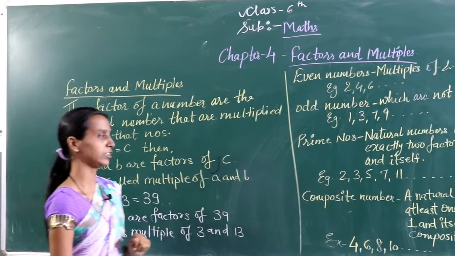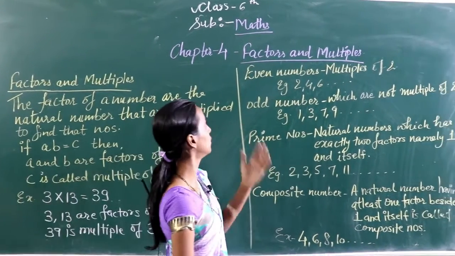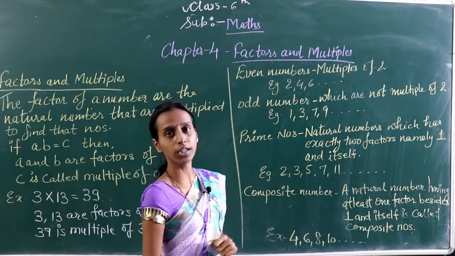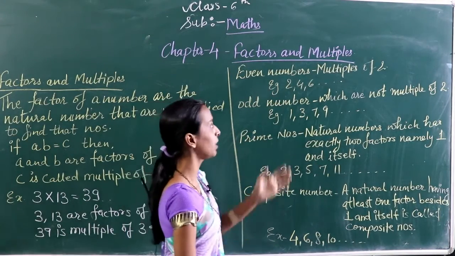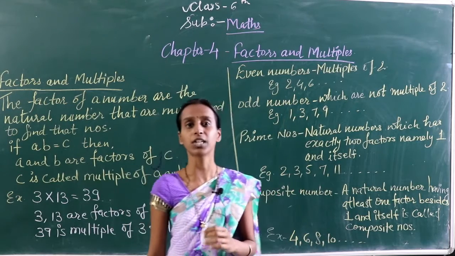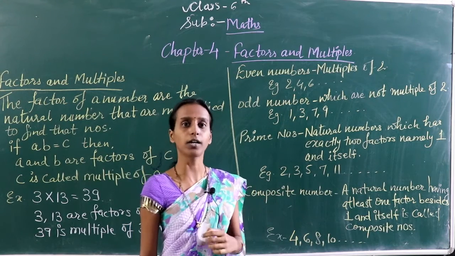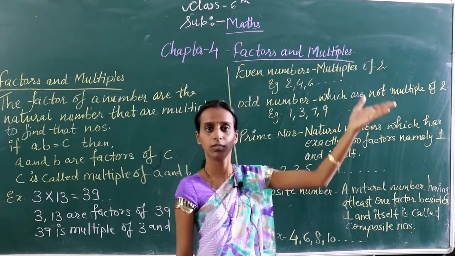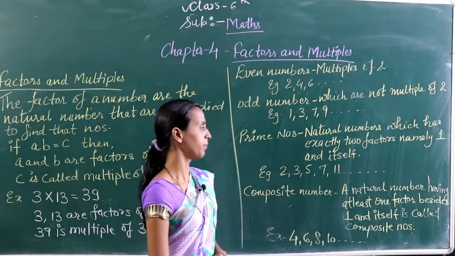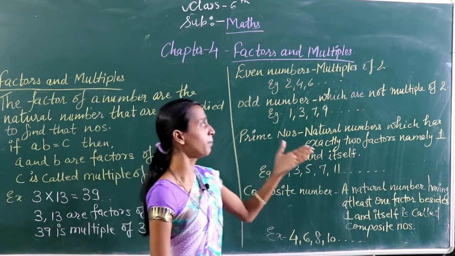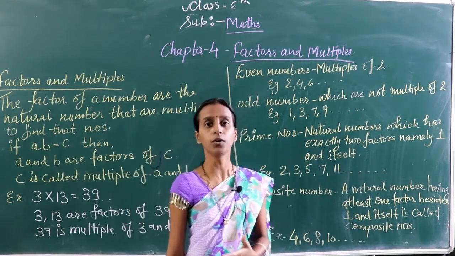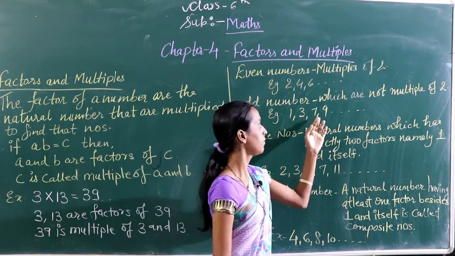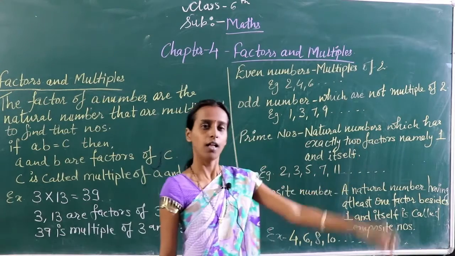Okay, let's move to the next topic. You have learned it in your earlier classes also. These are the common terms. Even numbers. What are called even numbers? Numbers which are multiples of 2, or the numbers which can be divided by 2, are called even numbers. For example, 2, 4, 6, 8, 10, 16, all these are even numbers. Odd numbers means the numbers which are not multiples of 2. Example 1, 3, 7, 9, 11, 13, etc.